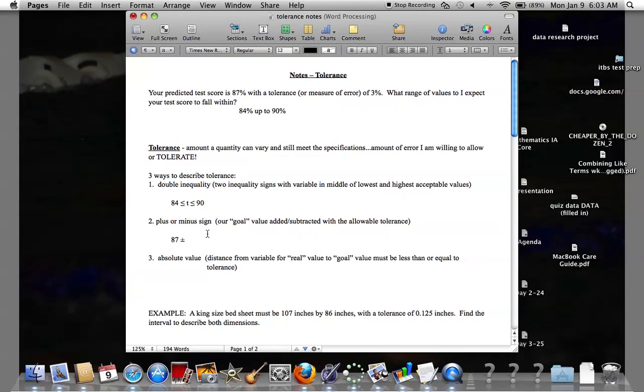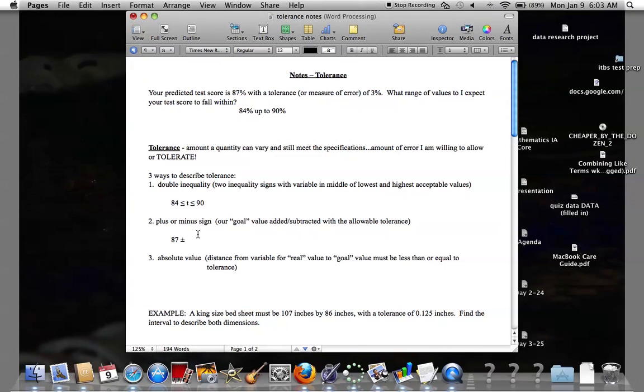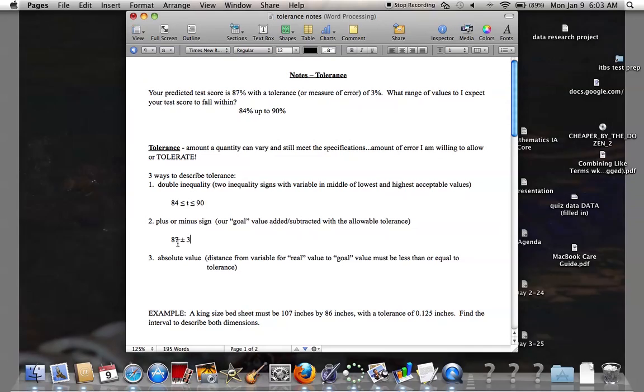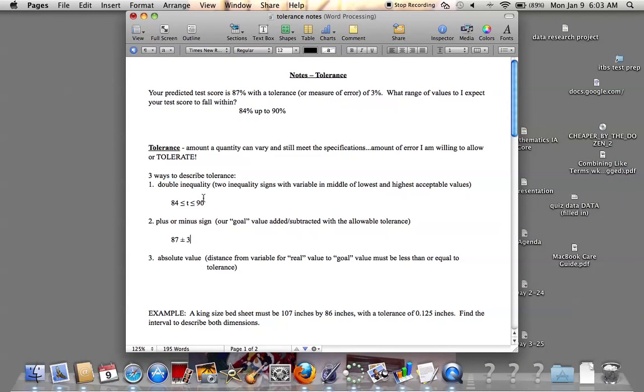And the amount that we can plus or minus is the tolerance number, which in our problem is 3. So that shows us that we will have 87 plus the 3 one time, which is how I got the 90, and 87 minus the 3 a second time, which puts me at 84.